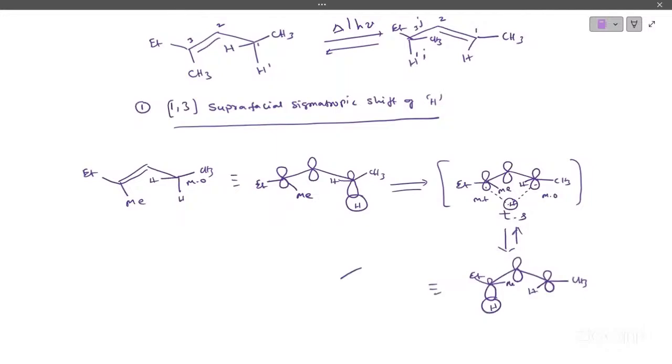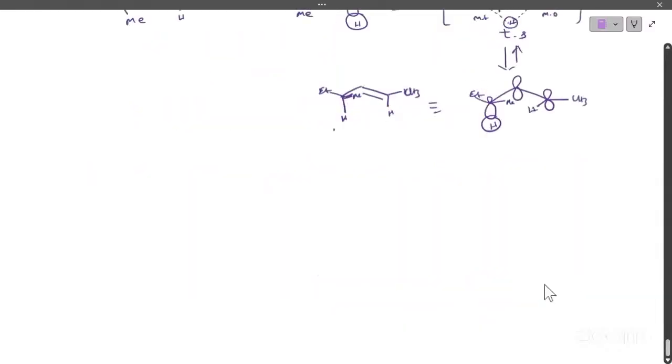Hydrogen, CH3 is the methyl group, sorry. Methyl and ethyl and hydrogen is here. Then look at here. The hydrogen is traveling.